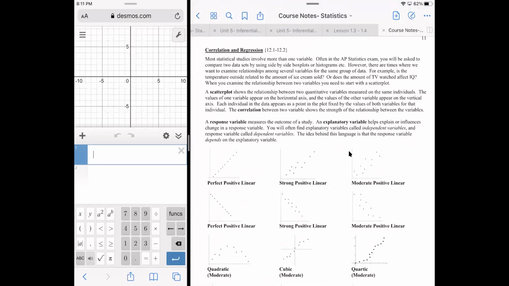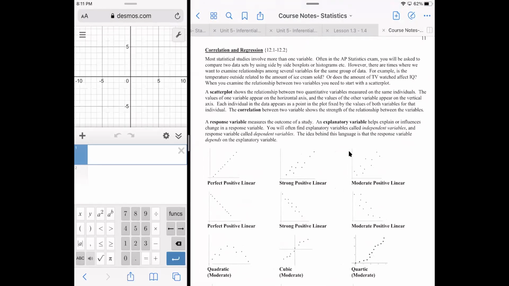Oh, I did it. I got copy pasteitis. Right? Most statistical studies involve more than one variable. Often in the AP statistics exam, that's not you. That's the wrong course. So that's a typo. If somebody needs some typo bonus, just submit it on Remind. All right. Well, anyway, the rest of it is fine.